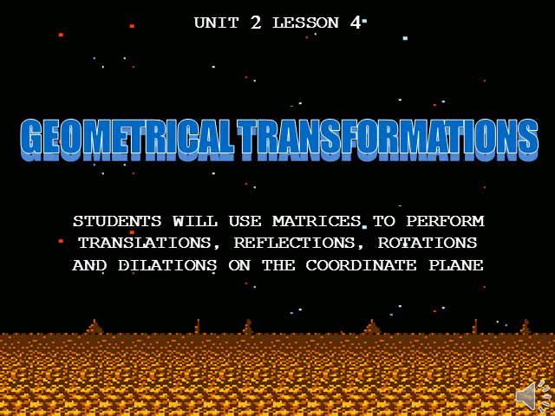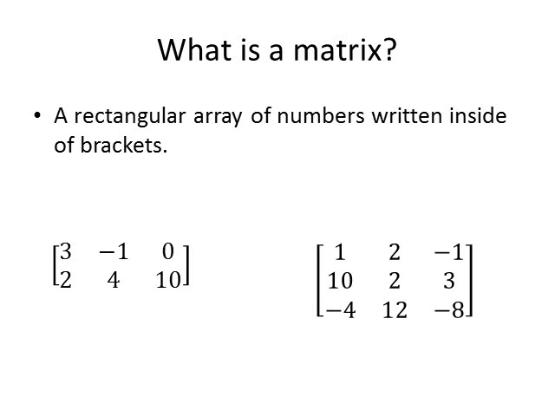But in order to do that, we first have to know what a matrix is and how we can use it. So in order to talk about this, we first have to talk about what is a matrix. All a matrix is, is a rectangular array of numbers written inside brackets. So it's just kind of like a chart. There's a certain number of rows, a certain number of columns, and they're full. And you just write brackets around the whole thing, and that's a matrix.